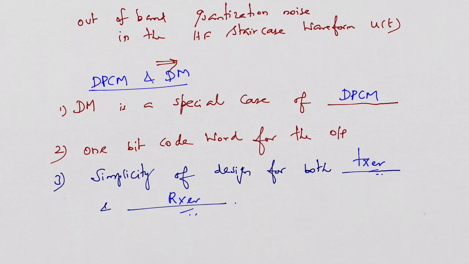Okay. So when you want to make a comparison between DPCM and delta modulation, there is always a point. Delta modulation is a special case of DPCM and it contains a 1-bit code word for the output, and in fact it has a salient feature of having a simple design for the transmitter and receiver. That's how delta modulation is discussed.